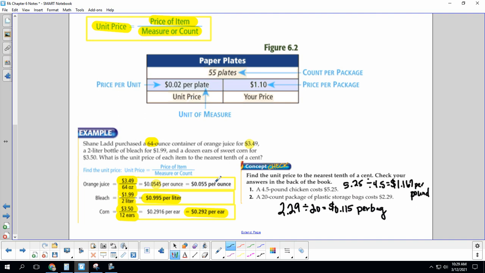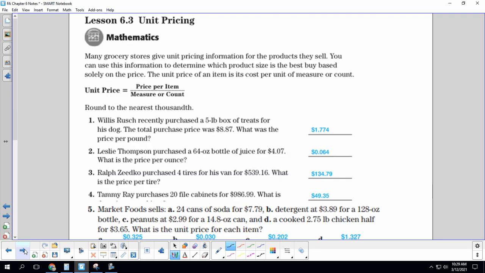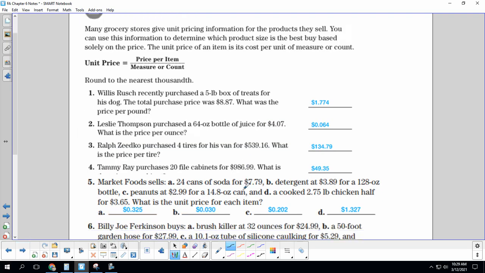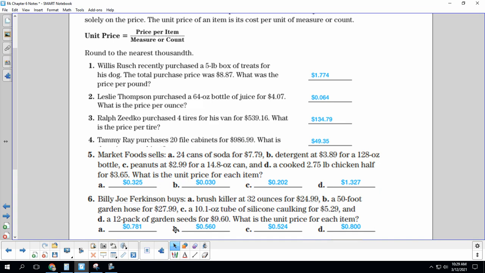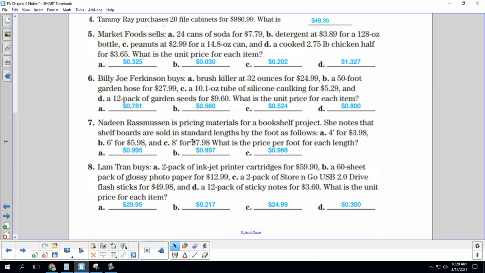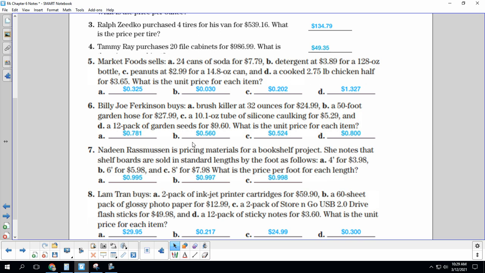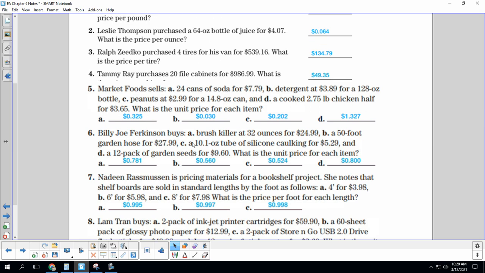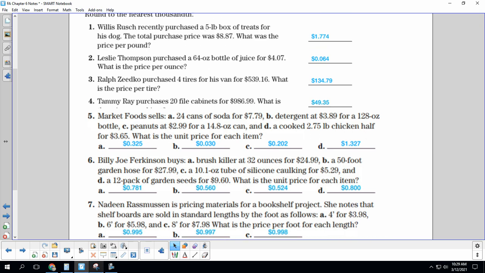Okay, you guys go ahead and pause this. Do the practice assignment that I've given you. Come back here once you're done and check your answers. Make sure you show your work or I'm not going to give you credit. There's a bit of multiplying and dividing. Make sure that's on your paper. All right, and have a great day.